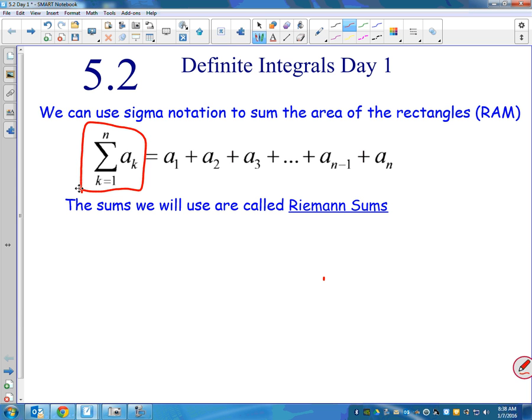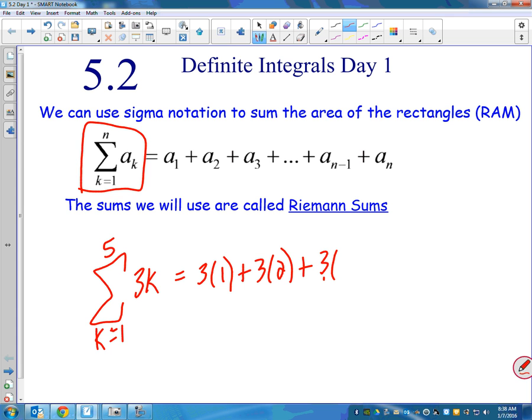So if I wrote one out like this, very theoretical, where k equals 1 to 5 of 3k, it just means you start at this number, you end at this number, and you plug in 1 to n for each one of those values: 3 times 1 plus 3 times 2 plus 3 times 3 plus 3 times 4 plus 3 times 5. So the condensed version of that is using summation notation.